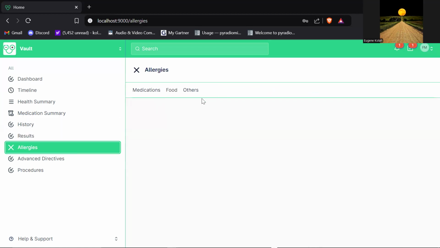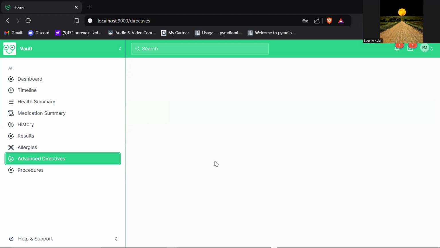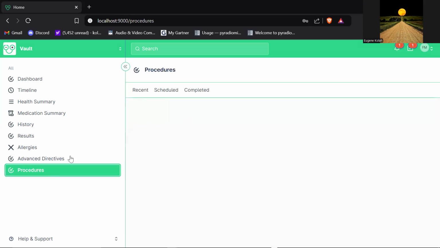On the allergies, we divided this into medication, food, and others. Particularly for the medication allergies, she would be able to share this in an emergency when she's supposed to receive emergency care. For the advanced directives, we also have allowance to accommodate that, and also the procedures list, the ones that she's been scheduled for, the ones that she's undergone, and the ones that were recent, and the outcomes that emanated from there.